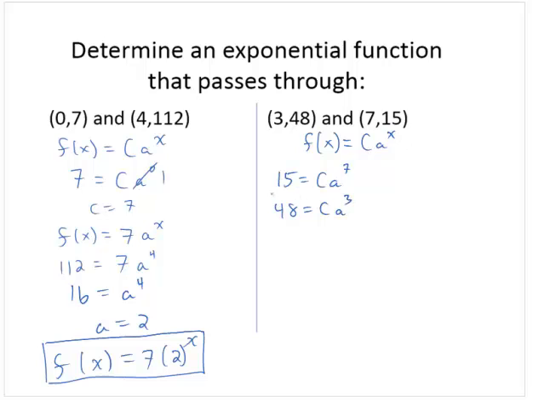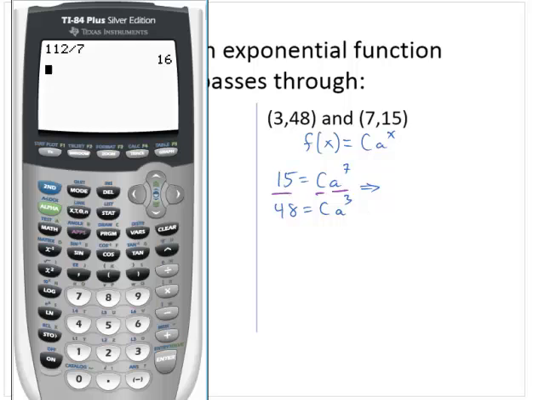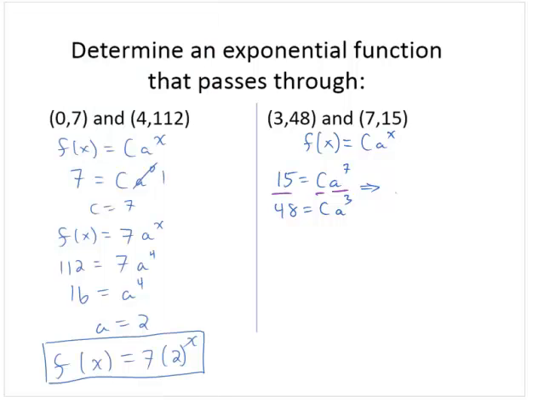Now what we will do is divide each side. So that tells me 15 divided by 48, let's see, 15 over 48 is 0.3125, is equal to, now c divided by c is 1, and a to the 7th divided by a to the 3rd is a to the 4th. So 0.3125 is equal to a to the 4th. Now this one I can't do in my head, so a would be equal to the 4th root of 0.3125.